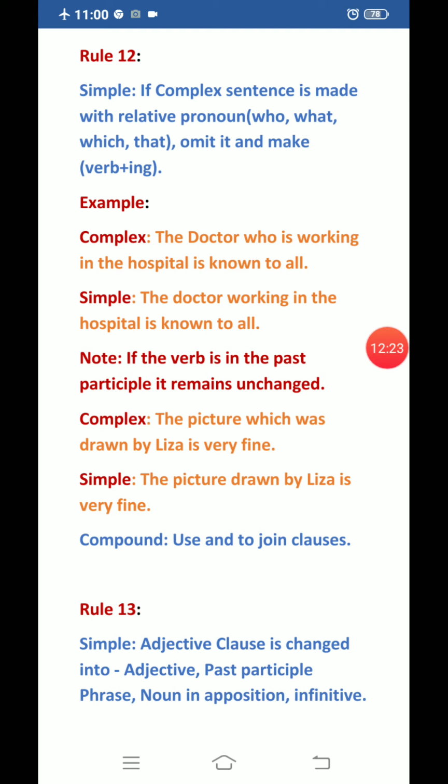Compound sentence: use "and" to join the clauses. Example: The picture is very fine and it was drawn by Lisa.